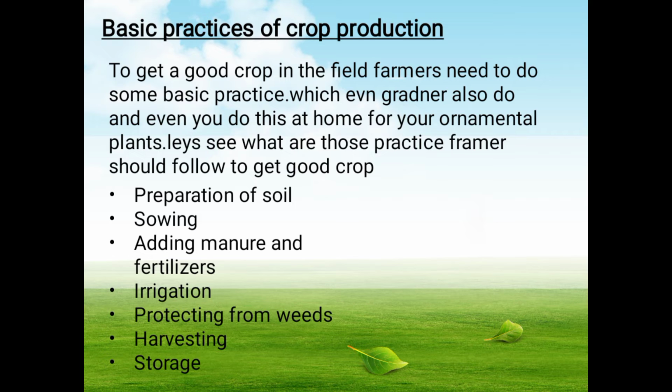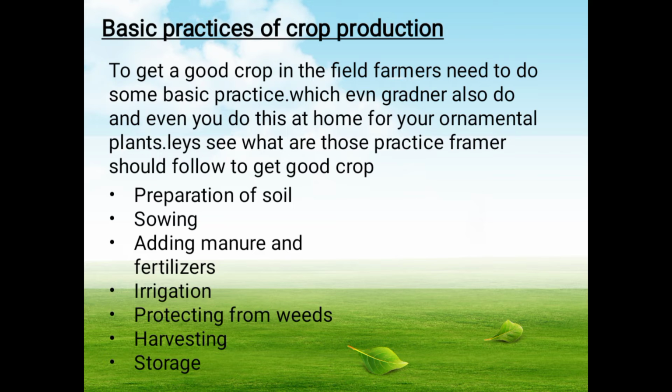Let us see. Preparation of soil, sowing. Before sowing, they will prepare the soil and make it suitable for sowing. Sowing means putting the seeds in the soil, adding manure and fertilizers. Whatever fertilizers and manure are required for that particular plant are added to the soil. Then irrigation means supplying water, how much water is required for that particular crop to grow.